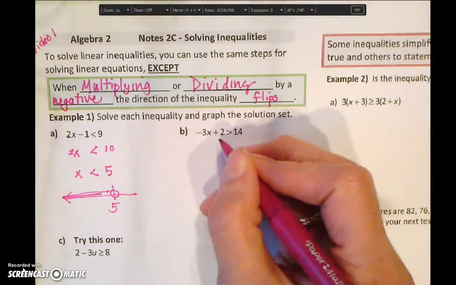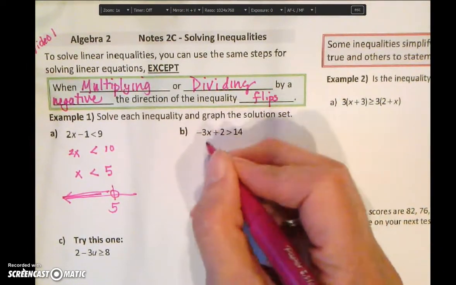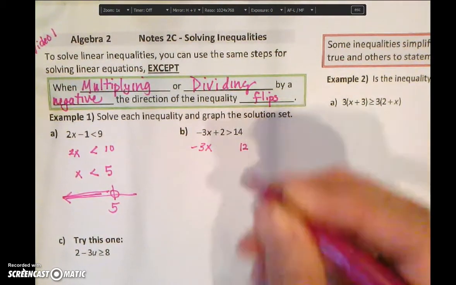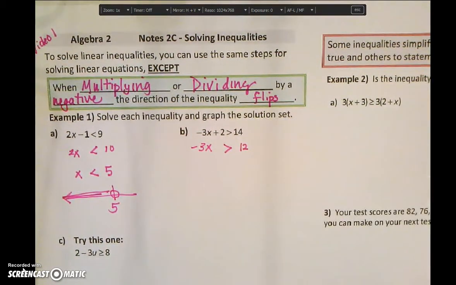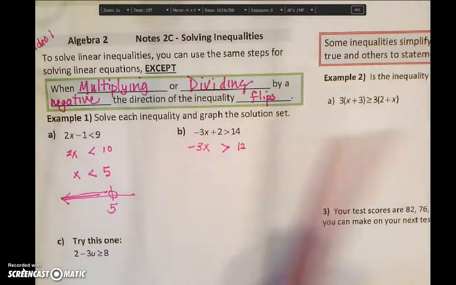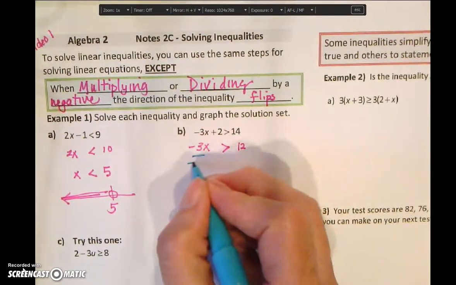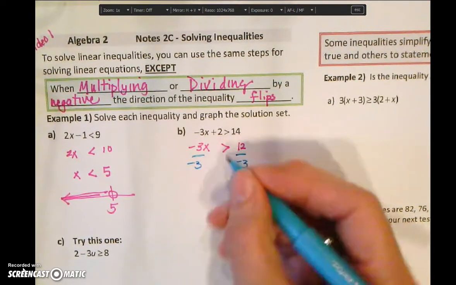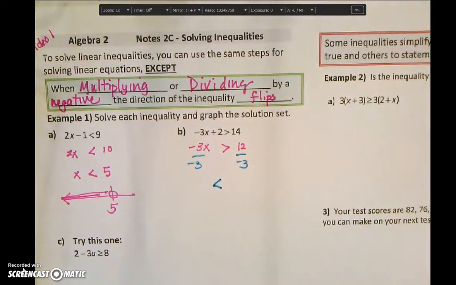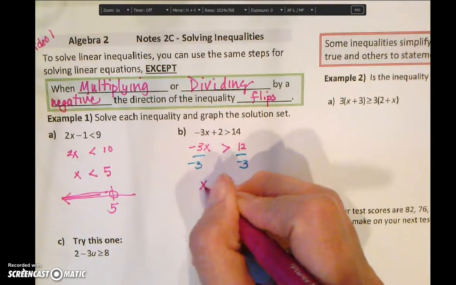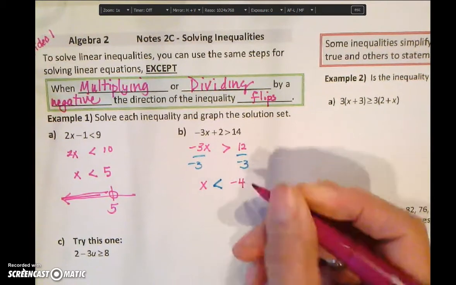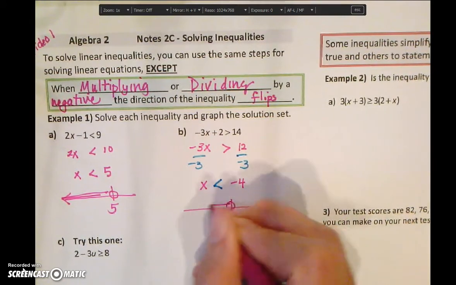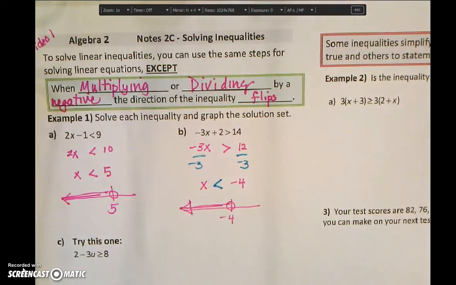Example B, we're going to subtract 2 from both sides and be left with negative 3x. Subtract 2, that gives me a 12. It's still going to be greater than. That sign's going to stay the same. But when I divide by a negative 3 on both sides, it's going to flip this inequality, and it's going to become less than. So I'll have x is less than negative 4, and so my graph would have a negative 4, an open dot, and then everything to the left.